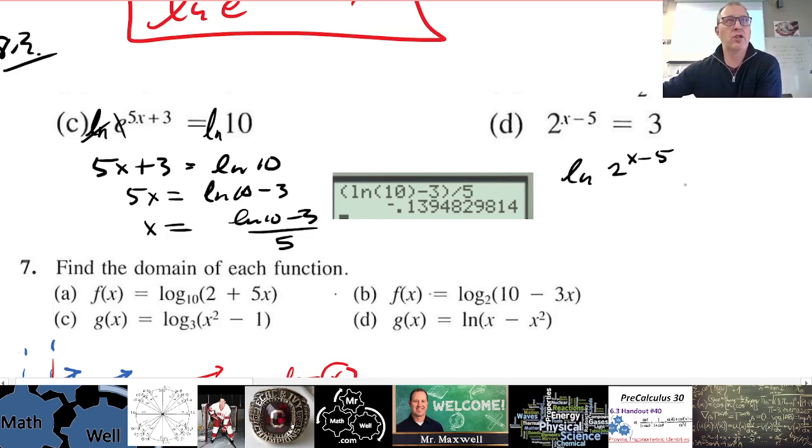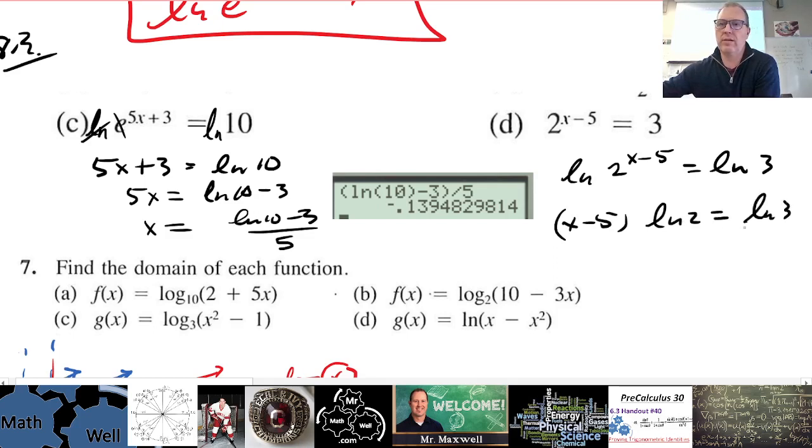But yeah, you could. Did you do that one with log base 2? I think that would be fine, though I would suggest that ln is just as good. So we have x minus 5 as a coefficient times ln of 2 equals ln of 3. x minus 5 equals ln of 3 over ln of 2.